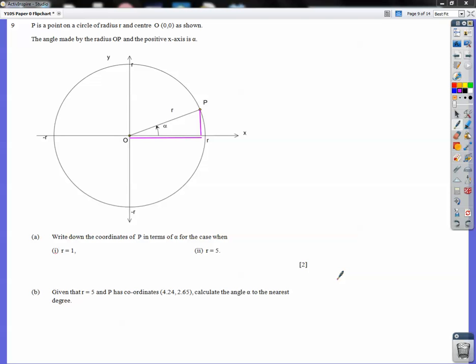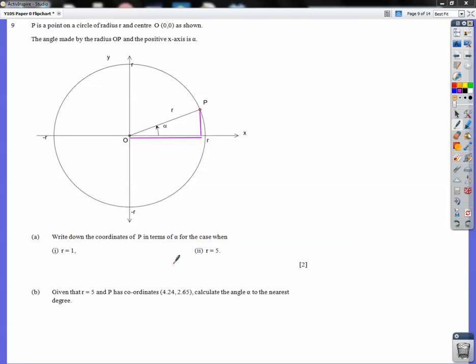Now, this question looks a lot more difficult than it actually is. You're given a circle with radius r. We're told the centre of the circle is the point (0, 0), and we're told that the angle that the radius of the circle OP makes with the positive x-axis is alpha. And the first part says write down the coordinates of P in terms of alpha for the case when r equals 1 and r equals 5.